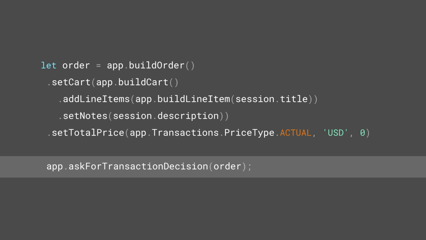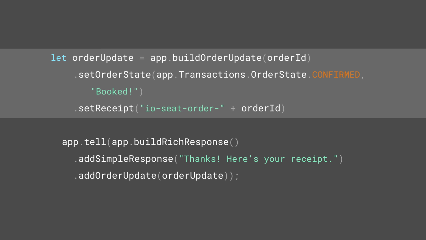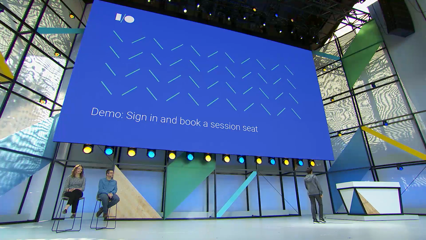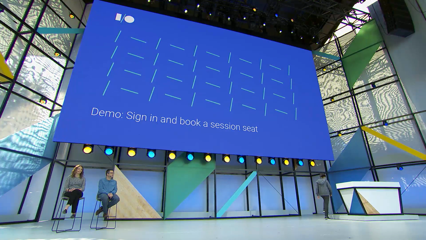Once the order's been proposed, we get a new request saying, hey, the user accepted the order. Now you need to confirm it. So this snippet of code shows confirming the order. And here we're building a structured order update. We say, hey, the status is confirmed. We provide a receipt. And then we send it along to the user as a receipt, just like any other visual response. OK, one more time going back to the machine, and we're going to actually add all this into our app.